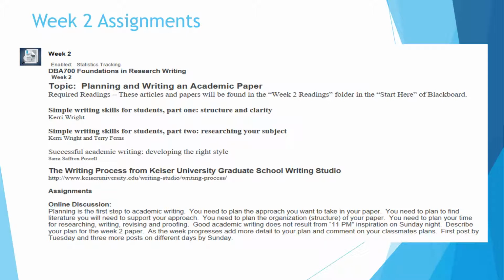When do you expect to have your outline done? When are you going to plan to go back into the library and look for additional information? Okay. So that's what this week's discussion is about. And again, you can base some of your information that you put into the discussion on the required reading articles.